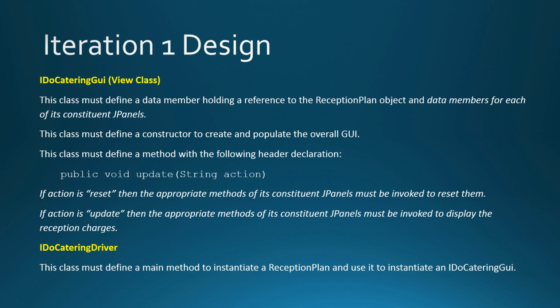So it's basically going to have to ensure that the entire window gets reset to the same state it was in when the program was launched. The other possibility here is that action can have the value update. And if that's true, then what needs updated is the charges panel, because this means that the user has constructed his or her reception plan and now wants to know how much it costs. So he's initiated the calculation of the costs, and now those need to be displayed.